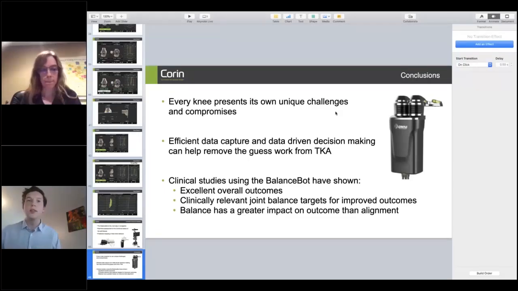The first question is on that you mentioned a couple of times about your journey through navigation and how you would try to cheat the system by adding a degree of varus or two to the femur or the tibia. And currently, when you use the balance bot system, do you always target a neutral tibia? And if not, do you have any criteria for which you deviate from neutral?